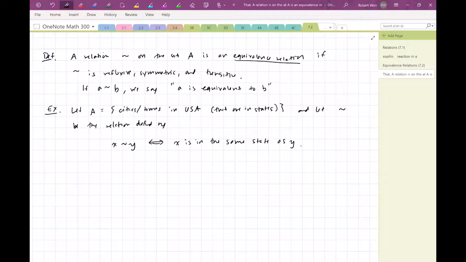And it's all three, right? Because every city is in the same state as itself, right? Seattle's in the same state as Seattle. It's symmetric because if Seattle is in the same state as Tacoma, then Tacoma is in the same state as Seattle. Being in the same state is a symmetric condition. It's also transitive, right? If x and y are in the same state and y and z are in the same state, then that does imply that x and z are in the same state. So this is an equivalence relation. This one is.